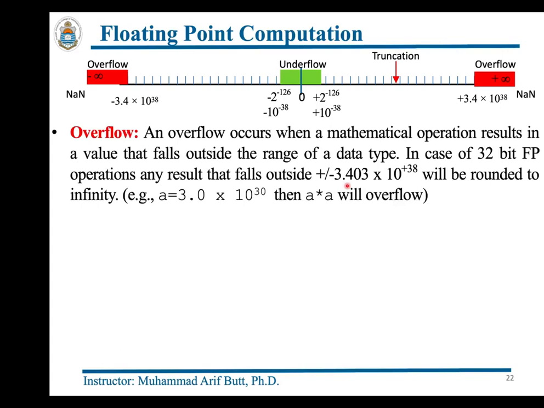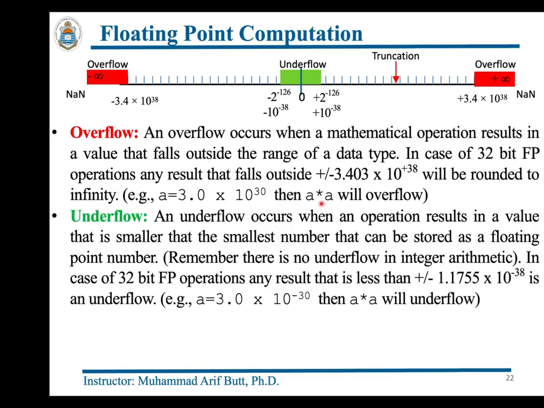An overflow occurs when a mathematical operation results in a value that falls outside the range of a data type. And in case of a 32-bit floating point operation, any result that falls outside 3.4 into 10 raised to the power 38 or minus 3.4 into 10 raised to the power 38 will be rounded to infinity. For example, if a contains this number and you multiply a with a, an overflow will occur.